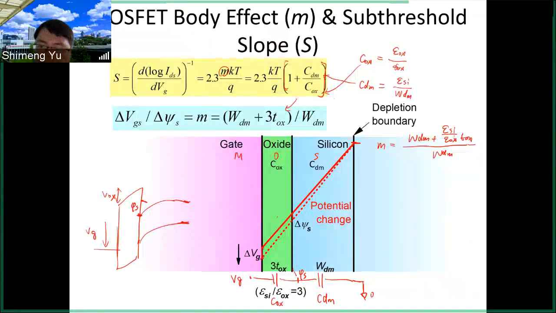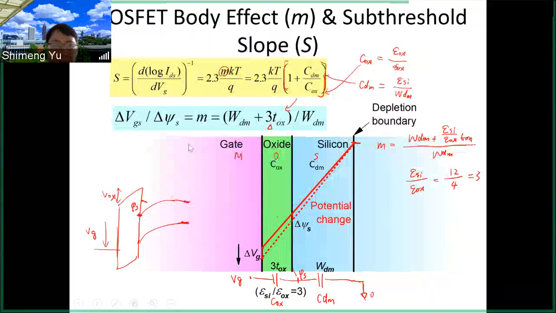And the epsilon silicon and the epsilon OX, you know the ratio is 3. This is the permittivity or dielectric constant. For the silicon it is 12. For the silicon dioxide it is 4. So this is 3. So that's why you have 3 here.